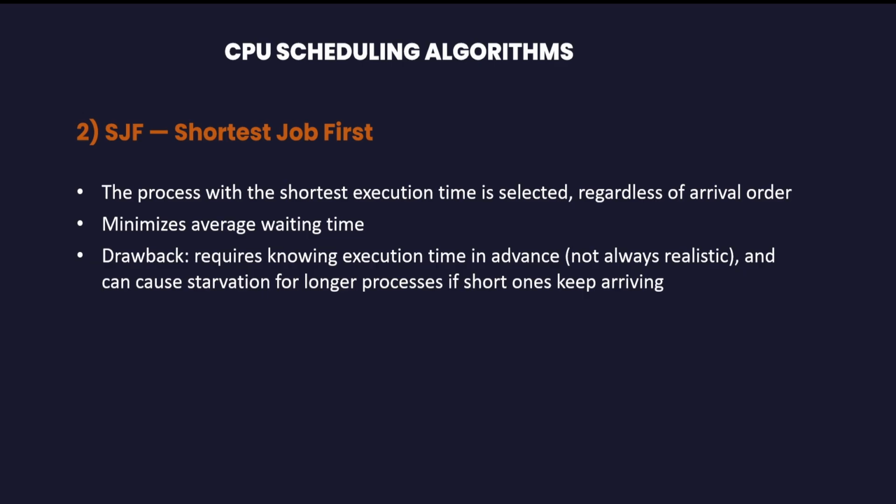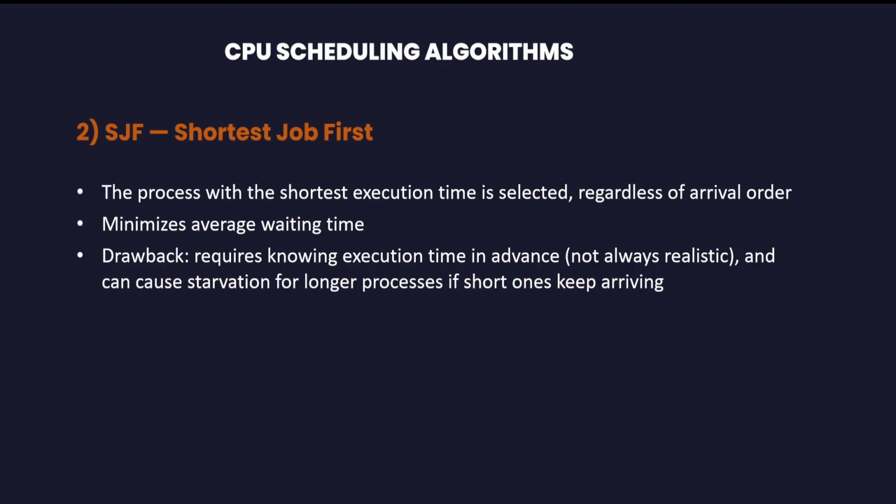Second is SJF, shortest job first. The process with the shortest execution time or shortest burst time is selected regardless of arrival order. In FCFS, arrival order matters. In shortest job first, shortest execution time matters. It minimizes average waiting time.